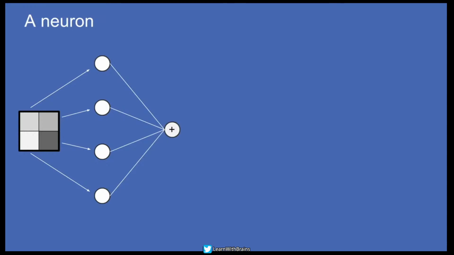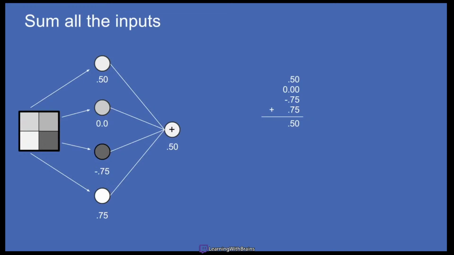Now, to build a neural network, we create a neuron. The first thing this does is it adds up all of the values of the input neurons. So in this case, if we add up all of those values, we get a 0.5.